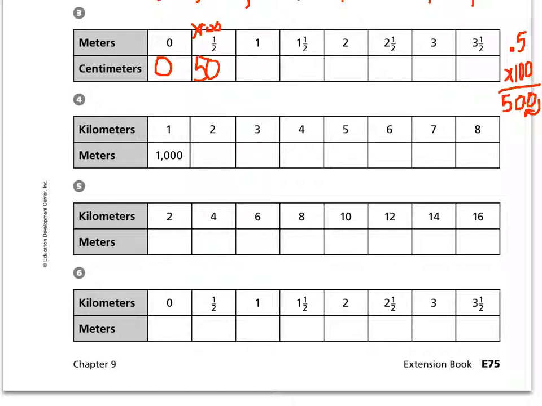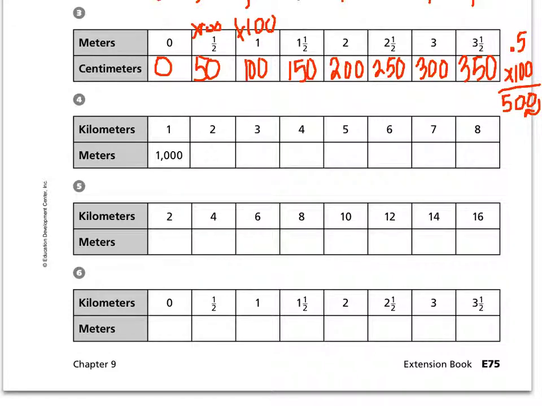Then I have 1 meter times 100, which I know is 100. Now I have 1 and 1/2. Using the information from previous, I know that 1 is 100 and 1/2 is 50, so I have 150. 2 would be 200. And then I have 2 plus 1/2, which would be 50, so 250. 3 would be 300. I have 300 plus 1/2, which would be 350.